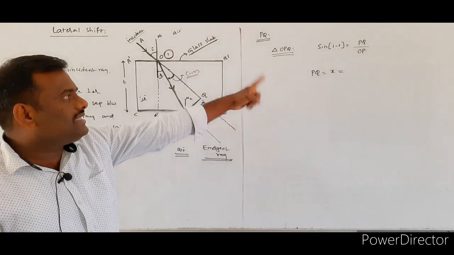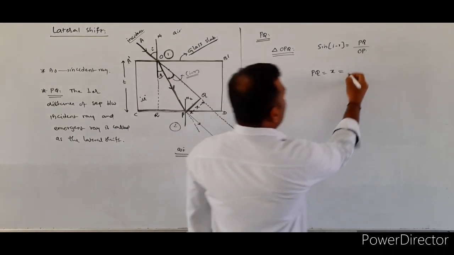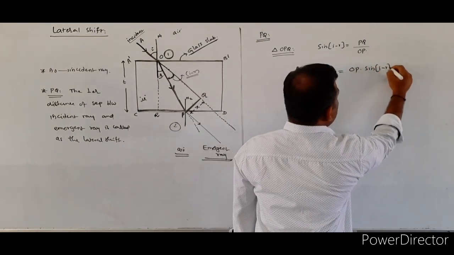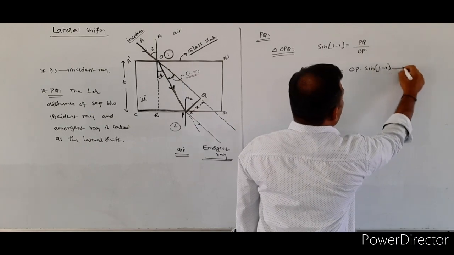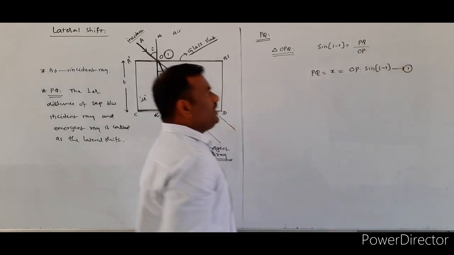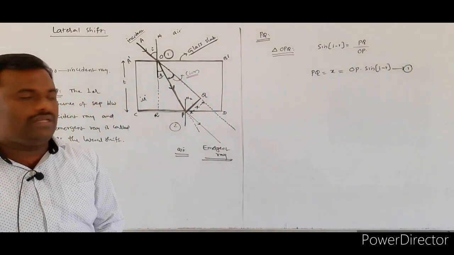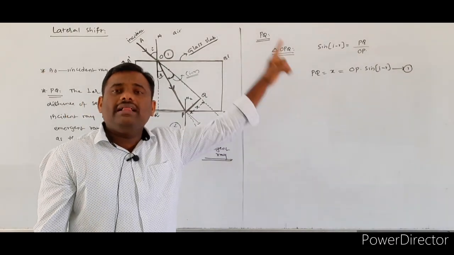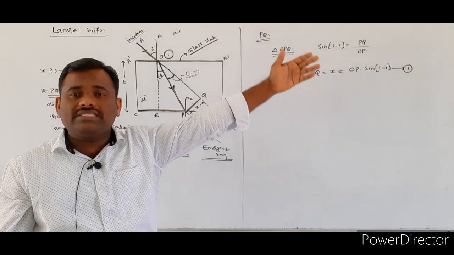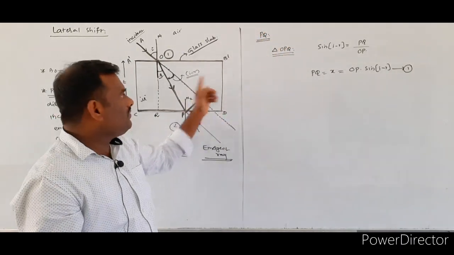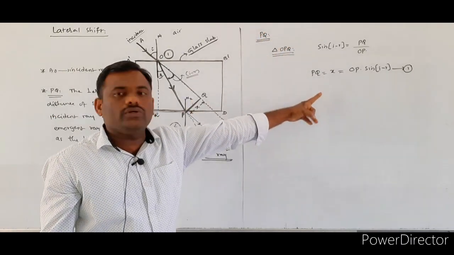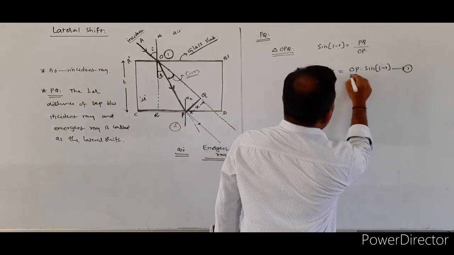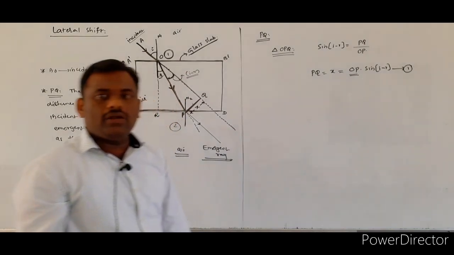Therefore, PQ is equal to x is equal to OP into sin of (i minus r). Let it be equation number 1. Which triangle do we consider initially? Triangle OPQ will be taken. From that, sin theta is equal to opposite side by hypotenuse. Simple, we will write x is equal to OP into sin of (i minus r). Again, in this equation, OP is the unknown value.